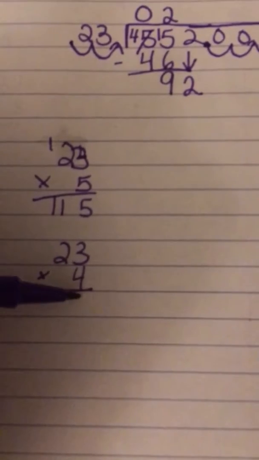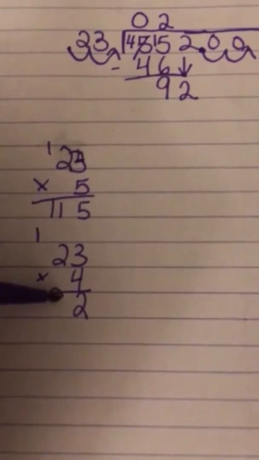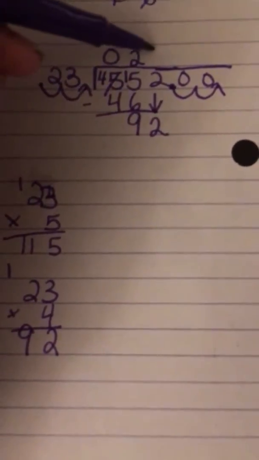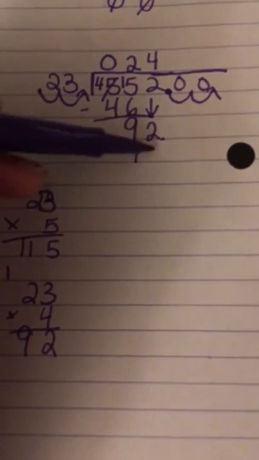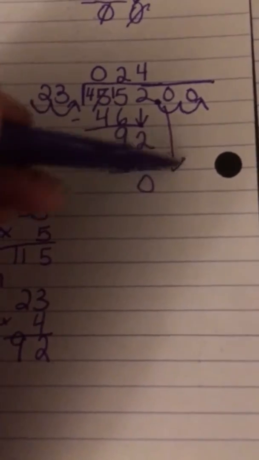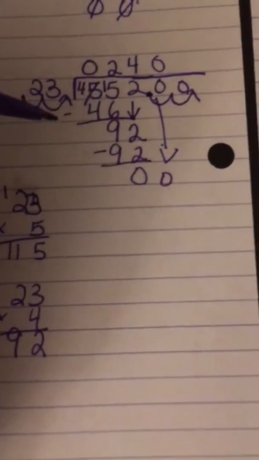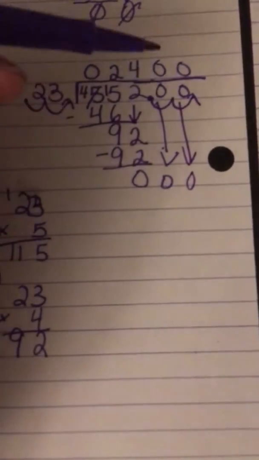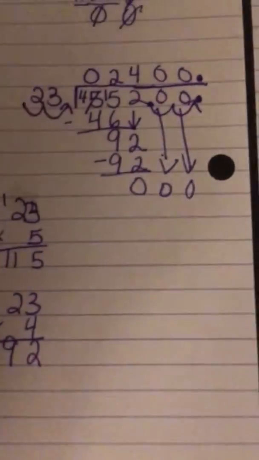3 times 4 is 12. 4 times 2 is 8, plus 1 is 9. Beautiful. So 23 goes into 92 4 times. 23 times 4 is 92. Bring it on down. 23 goes into 0 0 times. My new decimal was here.